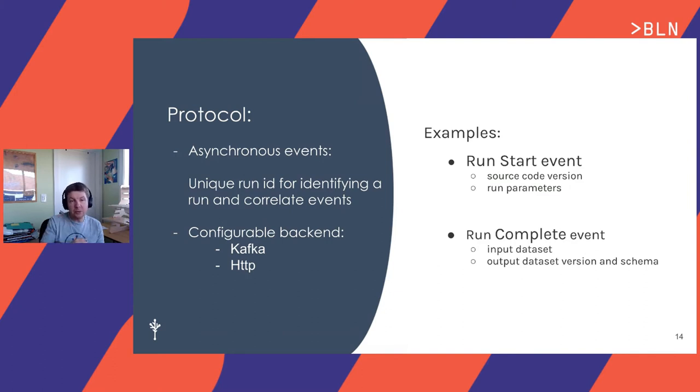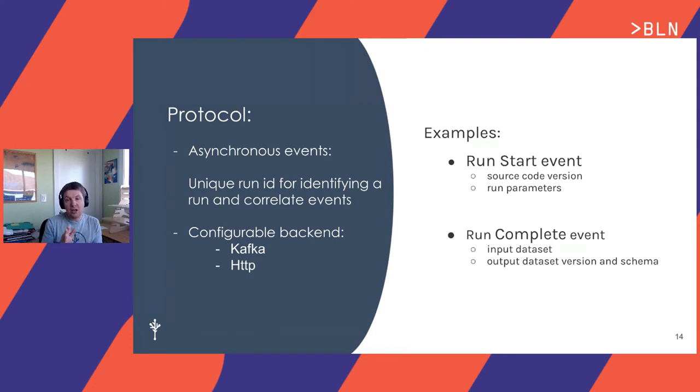So when the job starts, you may be sending a start event saying this job ID is starting a run with this run ID, and it's reading from those data sets. And then you send a complete event that will tell you that the job is finished. And you may capture what was the input data set, what was the output data set version and schema at the time the job ran, and really making observation about what happened.